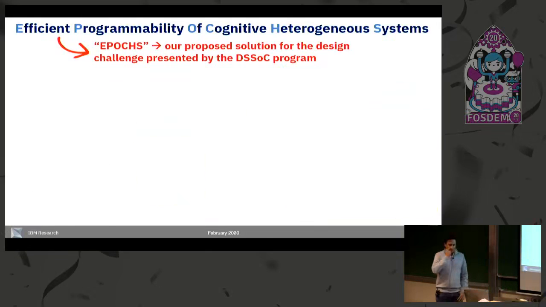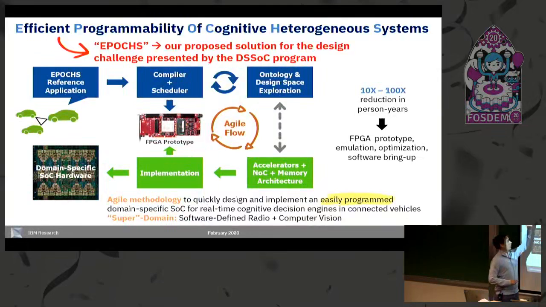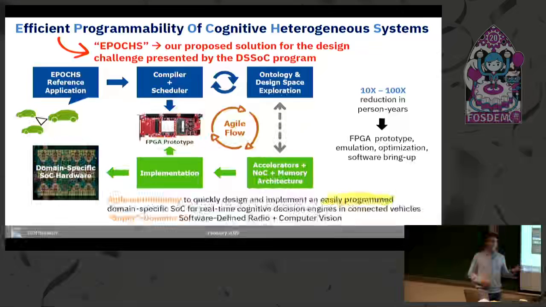So let me very quickly say two words about the Epochs project, which is our IBM-led solution for the design challenge presented by DARPA's DSOC program. As I said, it's not just about the application, it's about the methodology that will take an application domain of interest, in our case from the domain of connected autonomous vehicles, and it involves a series of steps to generate the underlying heterogeneous SoC that we need to execute that application while meeting some metrics, performance, throughput, power efficiency of interest, right? So it's about the methodology, and there are many steps involved.